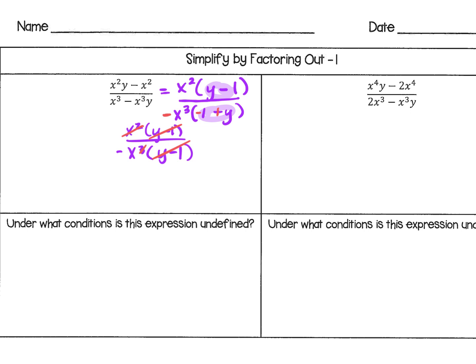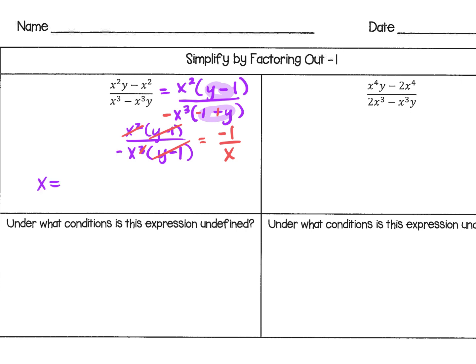Okay, so what am I left with here? -1 over x. So be careful. And that negative needs to either go in the top or out to the side. Okay? Don't leave it in the denominator. It's bad math.